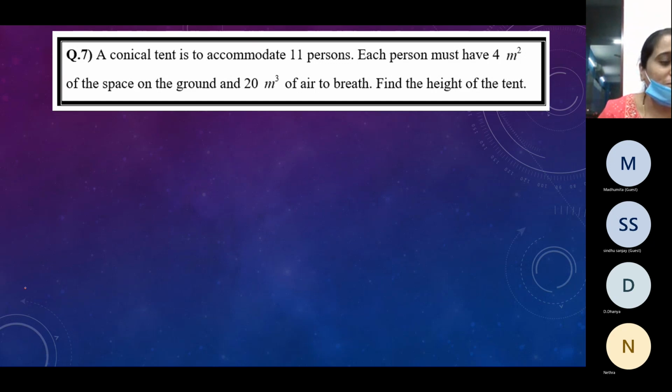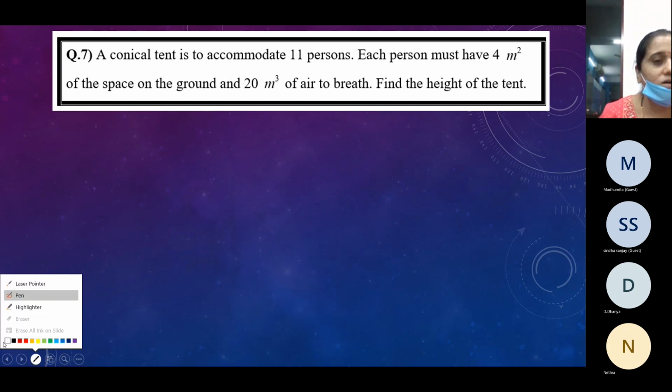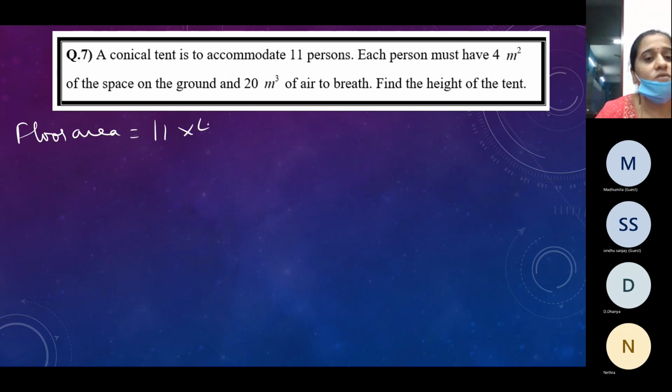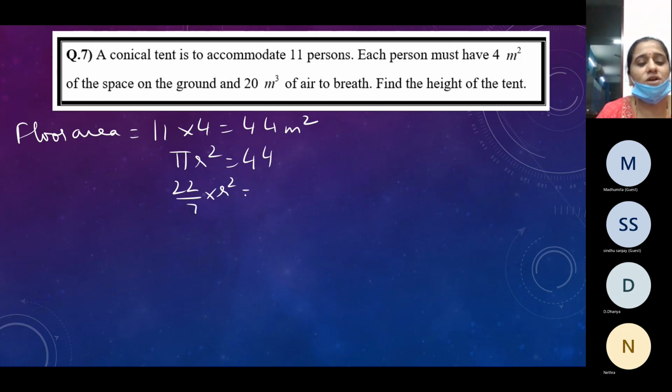So see here, 11 people can stand inside the tent. It will accommodate 11 people, and each one has 4 meters square on the ground. So floor area is equal to 11 into 4, 44 meters square. That means pi r square is equal to 44. 22 by 7 into r square is equal to 44.